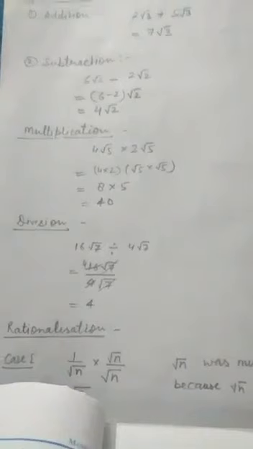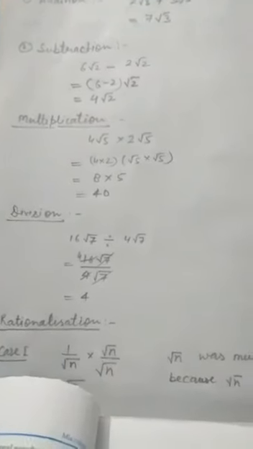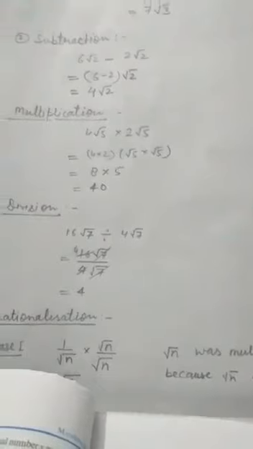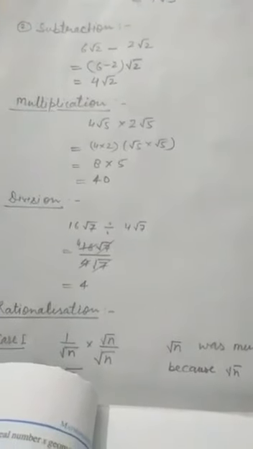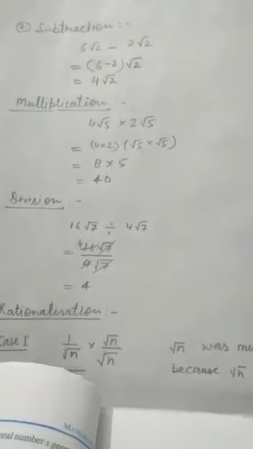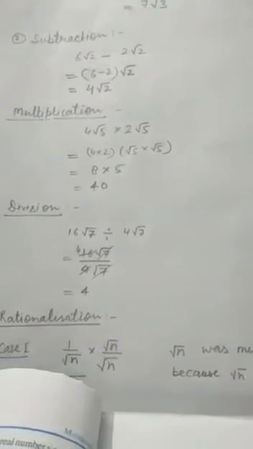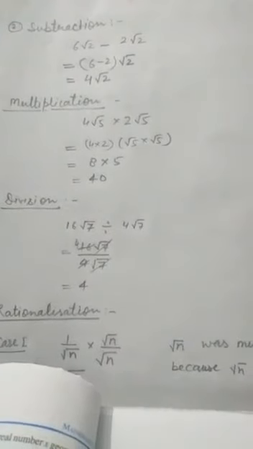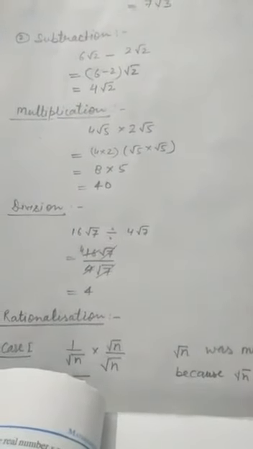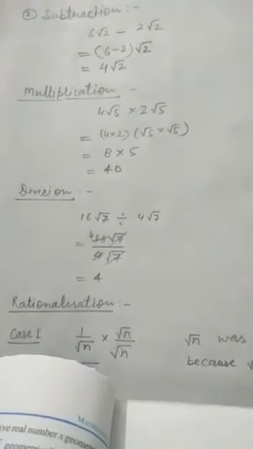Okay. Next is division. 6 root 7 divided by 4 root 7. We can write this as 6 root 7 upon 4 root 7. And now root 7 is cancelled by the cancellation law, and the result is 6 upon 4. So these are the mathematical operations which I have shown to you. Now we are going to discuss rationalization.